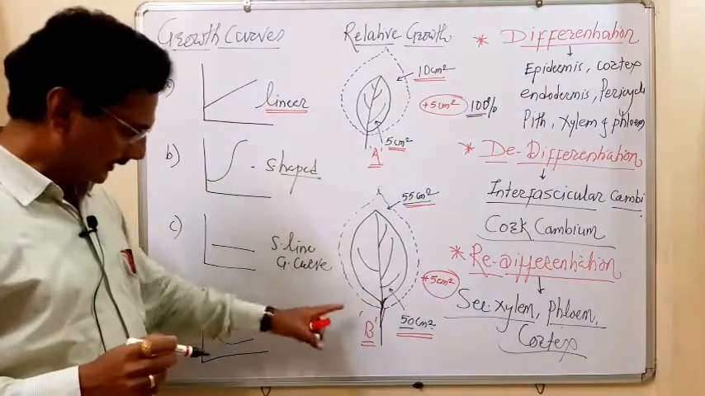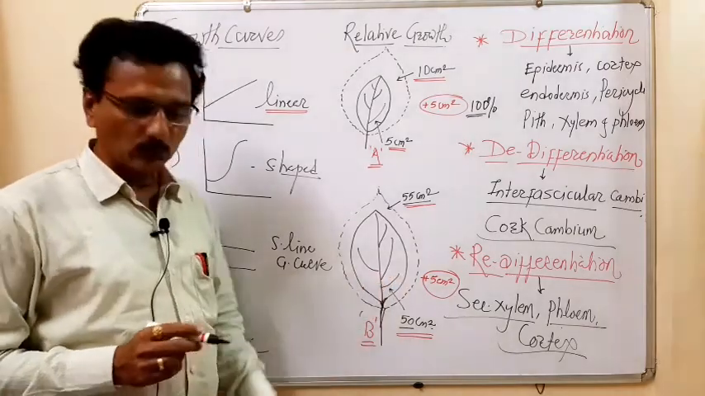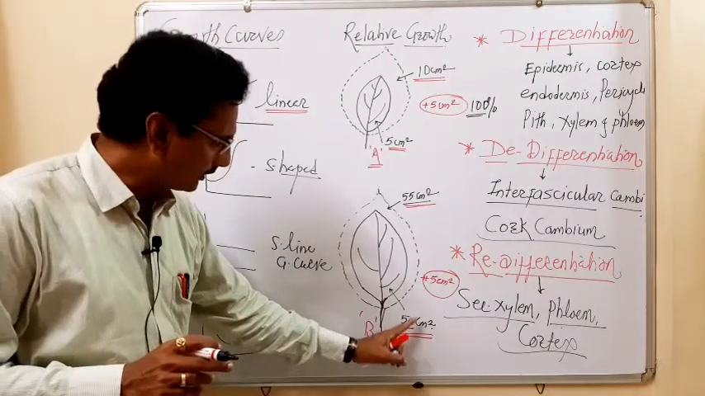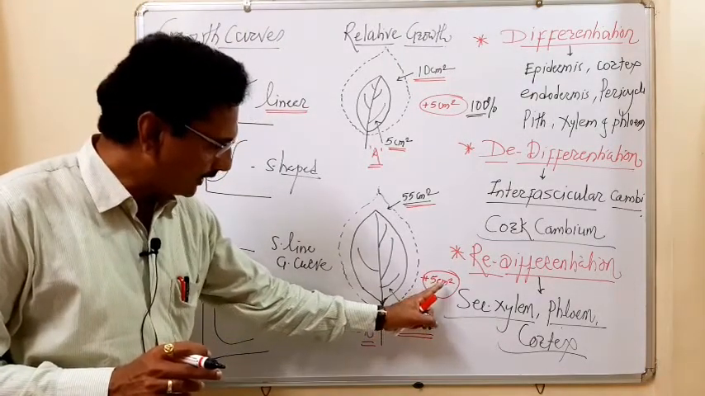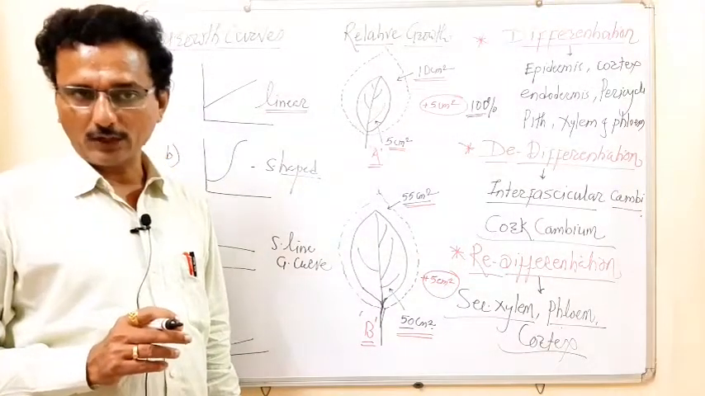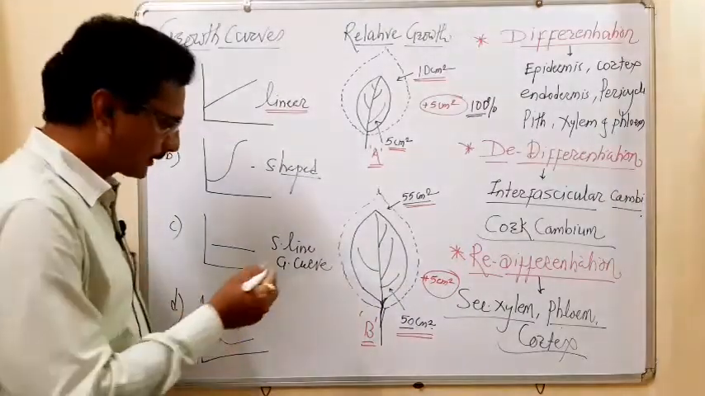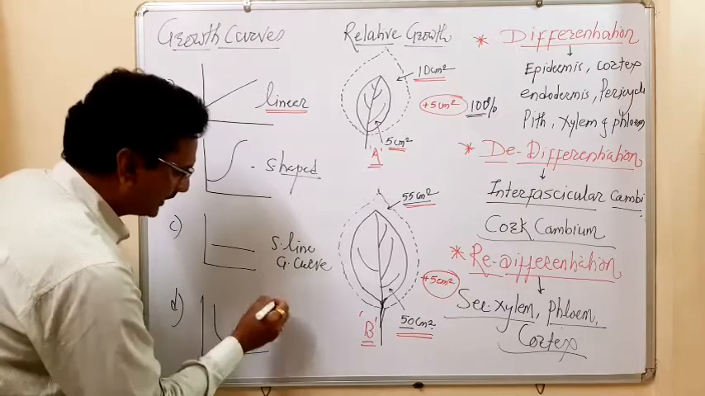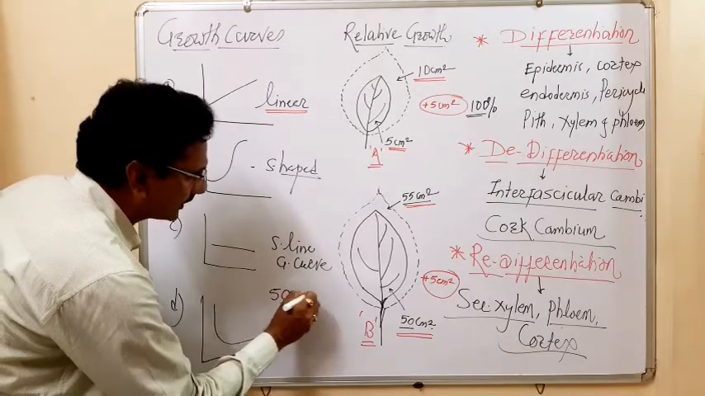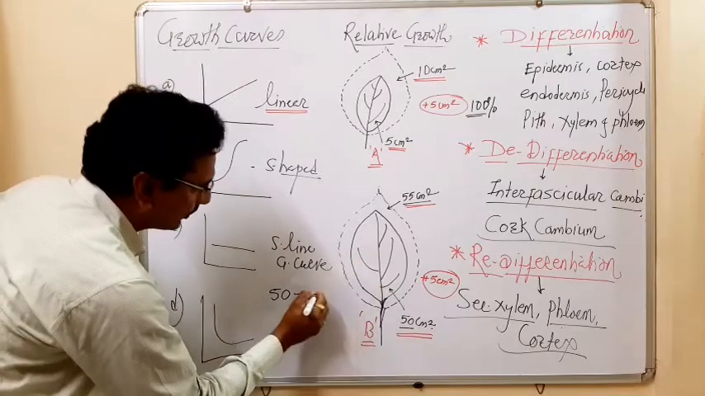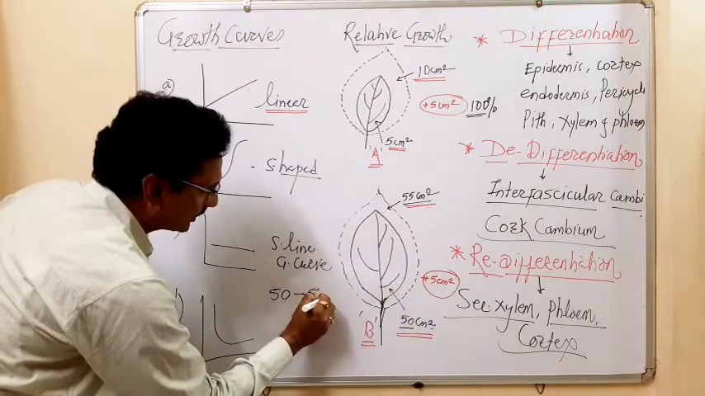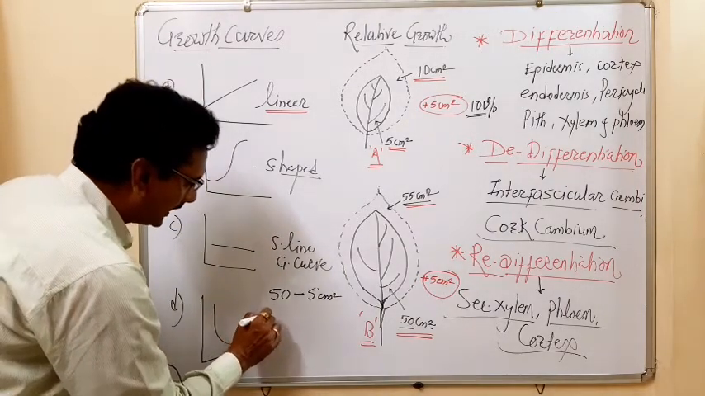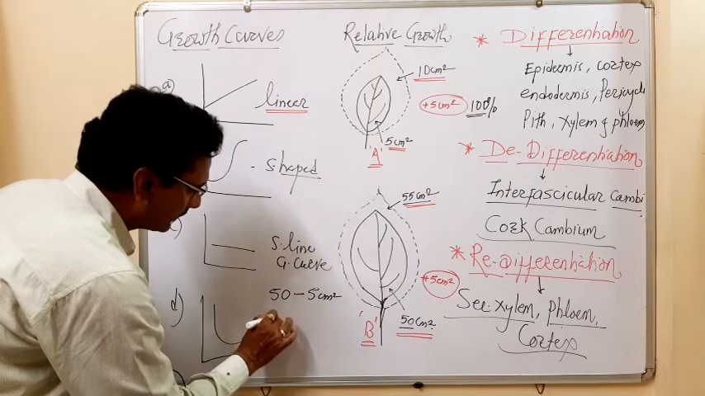Then you see in system B, what is that growth? The initial growth is 50 centimeter square, and what is the increase? Only 5 centimeter square increase. In the sense, for 50 centimeter square, how much increase is seen? Only the 5 centimeter square increase is seen. Then how much increase for the 100 centimeter square area?